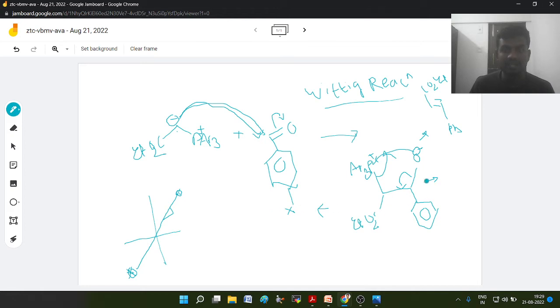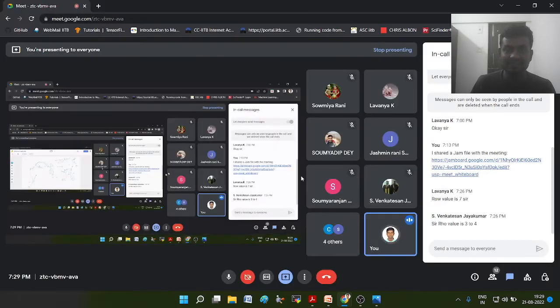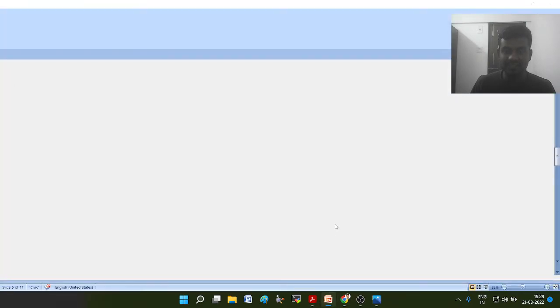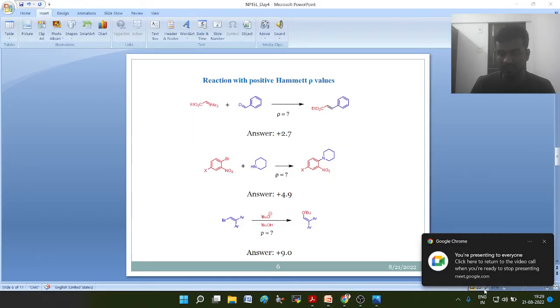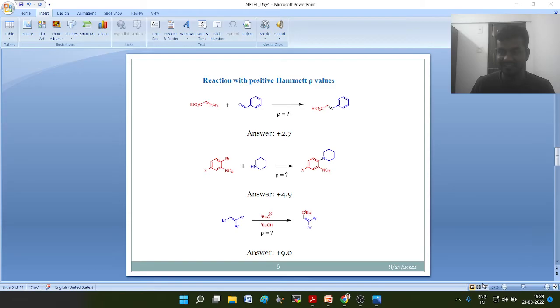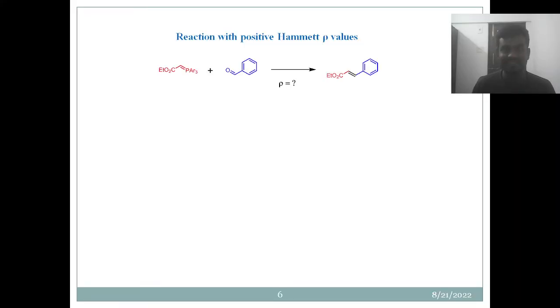But since the negative charge is adjacent to the benzene ring but not directly on the benzene ring, the rho value is not that high. It will be somewhat like 2 to 4. I am giving a high range, in case my assumption is correct. Anyway, let's check our things. I had the animation, but it won't work. Okay, so the rho value is around 2.7.